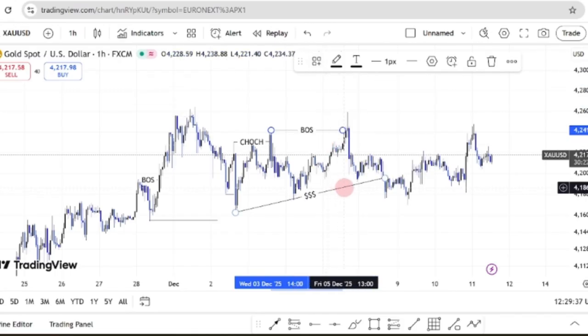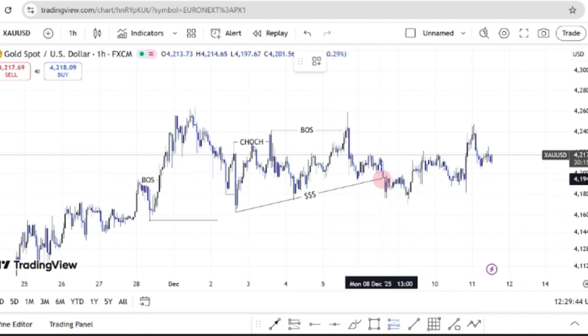Don't forget we have this trend line at this point. And what was your expectation? You want to see price come to this level, give you maybe a third touch at this point.